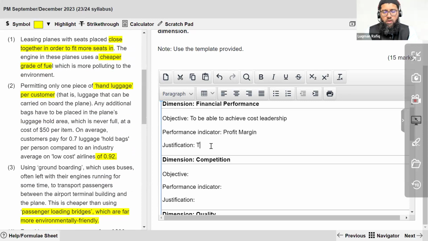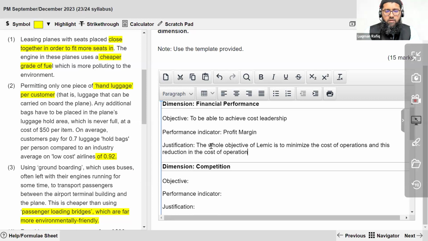Now what is the justification? The whole objective of Lemek is to maximize the profit, minimize the cost of operations, and this reduction in the cost of operations will be reflected in the profit margins that will be achieved by them.